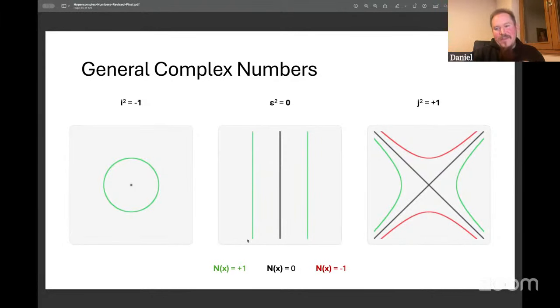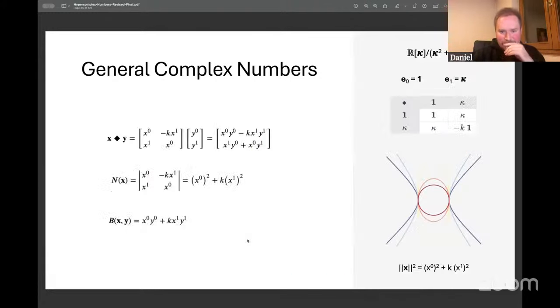And it also immediately suggests a generalization where if we can do this for -1, 0, and +1, why not do it for an arbitrary number k, let's say? So if we take this approach, we end up with the generalized complex numbers, and they work exactly the way the complex numbers do, except for this unit, which I've called kappa in this case, squares to -k times the unit.